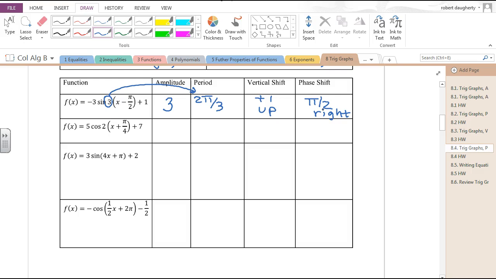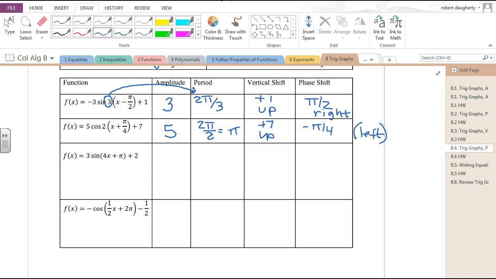What about the next one? What's the amplitude? Yeah, it is 5. What is the period? Yeah, it's 2 pi divided by 2, which is pi. Vertical shift. Yeah, so it's +7, or that is the direction of up, okay? And then what is the phase shift here? Yeah, so you can either write it as negative pi over 4, or pi over 4 to the left, okay?